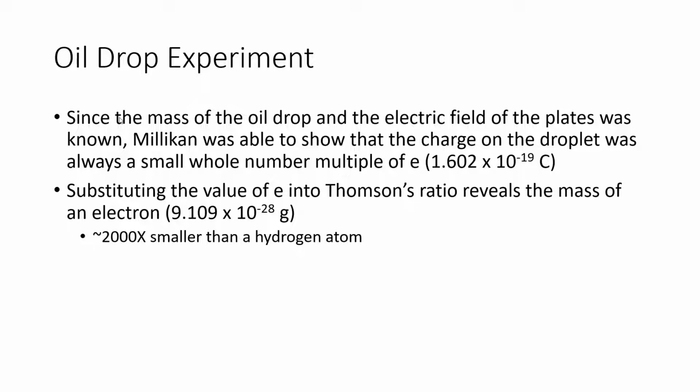So substituting the value of e into Thomson's ratio reveals the mass of an electron to be 9.109 times 10 to the minus 28 grams, which is 2,000 times smaller than that of the smallest atom we know of, which is the hydrogen atom.